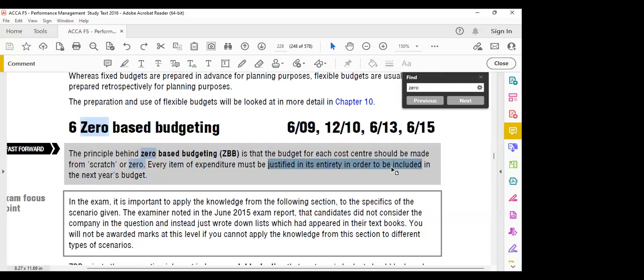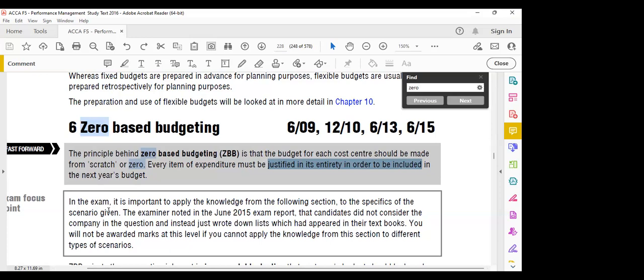It's not like the fixed budget where you wake up and they decide we continue with what we were doing last time. No, it requires you to justify the components that you are using at that moment. And those components, you must justify them before they become a part of the budget. So every item must be justified in its entirety in order to be included in the next year's budget.